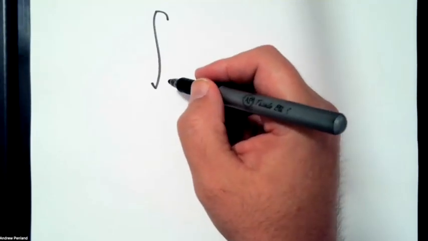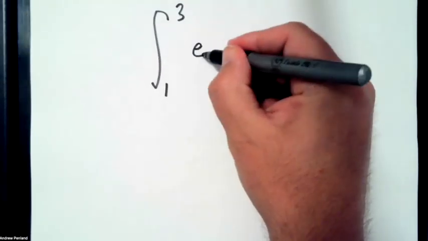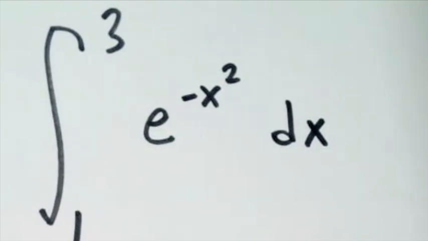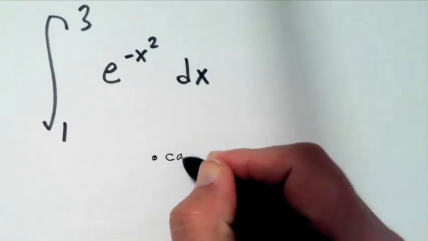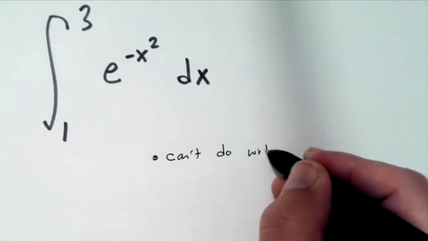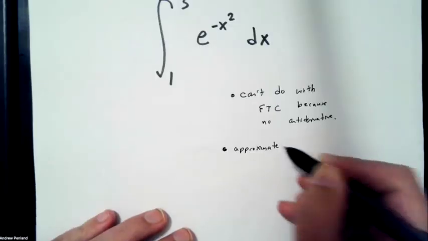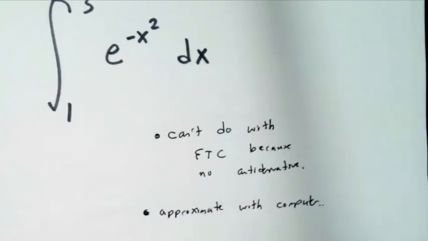What if we change the problem slightly to look at the definite integral from 1 to 3 of e raised to the negative x squared? This problem is different because now we're looking at a definite integral instead of an indefinite one. We can't use the fundamental theorem of calculus for this problem because, like we just talked about, we can't find an antiderivative. However, we can use a computer to approximate the answer.